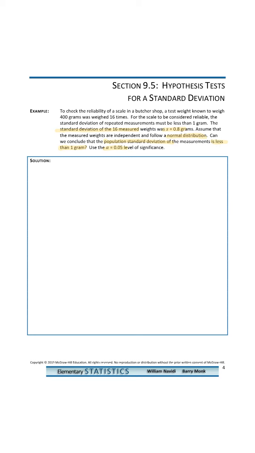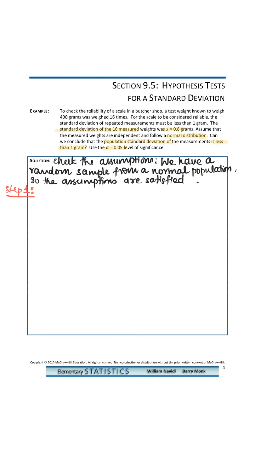First check the assumption. We know that we have a random sample from a normal population, so the assumptions are satisfied. Step 1, state the null and alternate hypothesis. The null hypothesis is sigma equal 1 and the alternate hypothesis is sigma less than 1, because here we have less than.